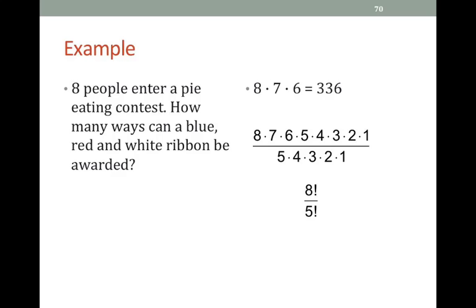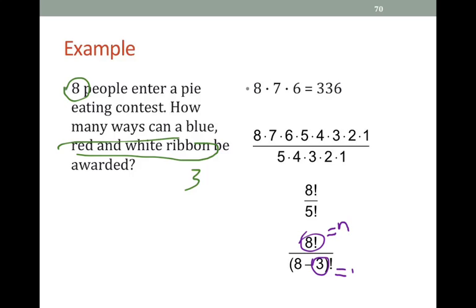But a different way of writing 8 factorial over 5 factorial is to say instead 8 factorial over 8 minus 3 factorial. Now where did that 8 come from? Where did that 3 come from? Let's go back to our original problem. We had 8 people in our pie contest with 3 different ways that they could win. So we can generalize. 8 would be n, and 3 is going to be r.